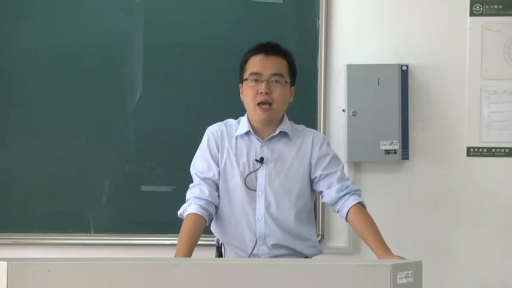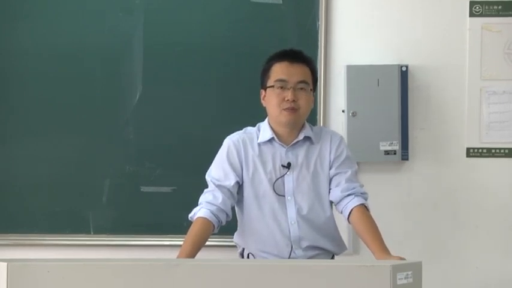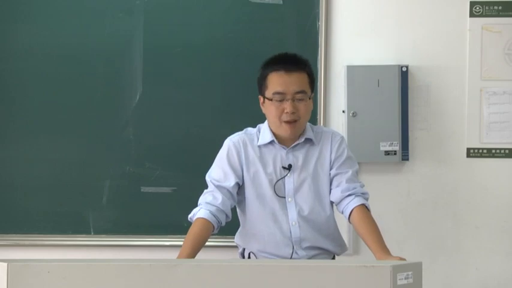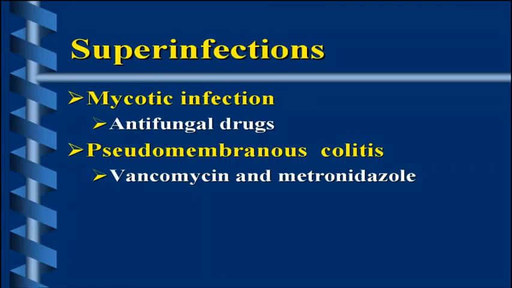Here, we give two examples of superinfections. The first one is mycotic infection. This mycotic infection is a superinfection. It is always caused by some antifungal drugs. Another example of superinfection is pseudomembranous colitis. This superinfection is caused by vancomycin and metronidazole, these two agents. So these are the two examples of superinfection.